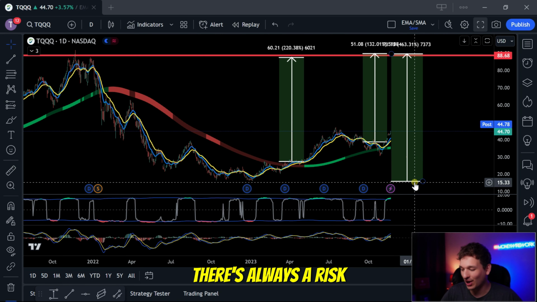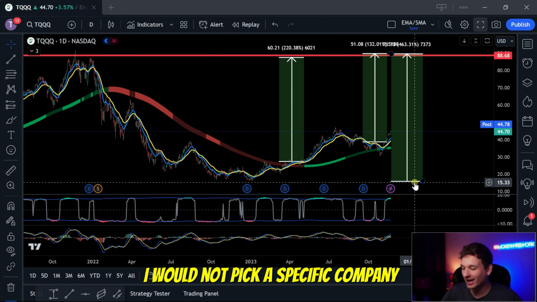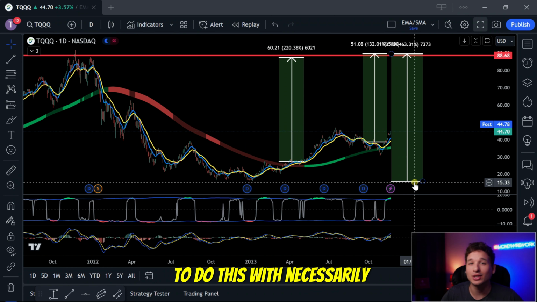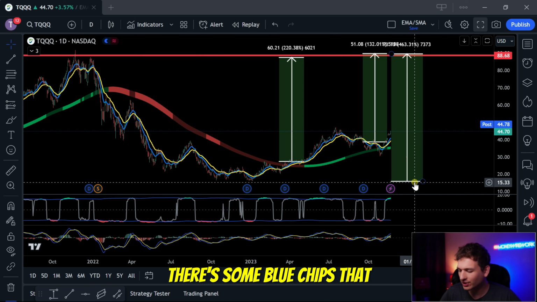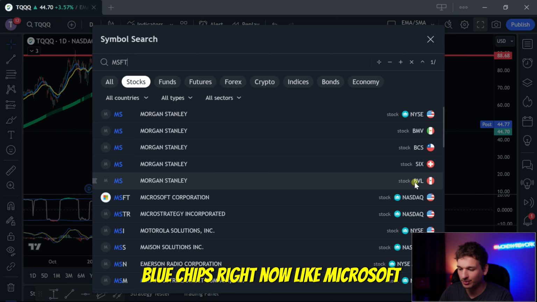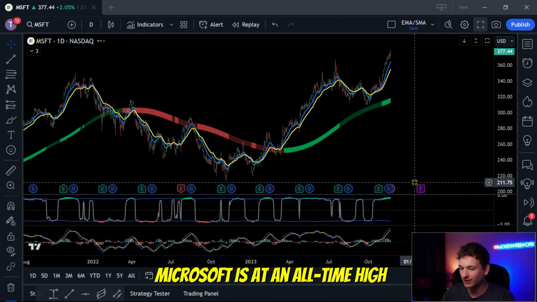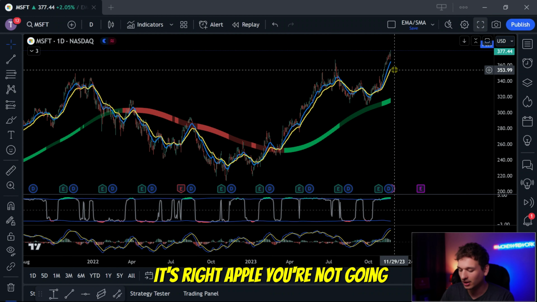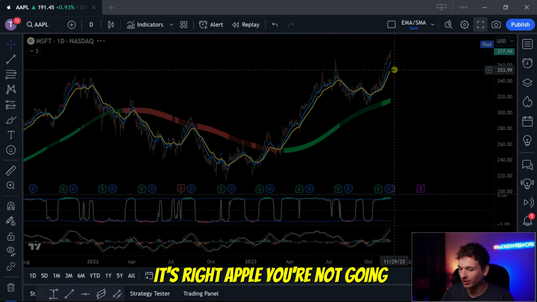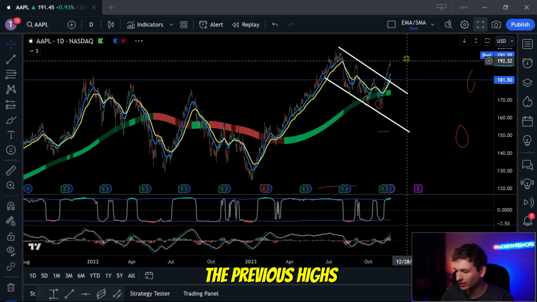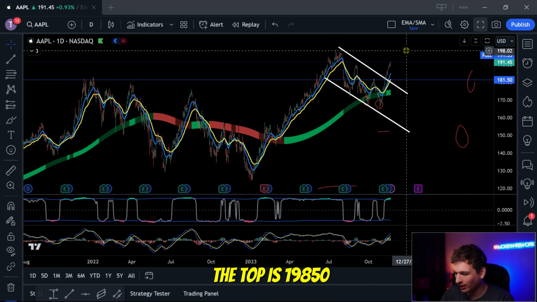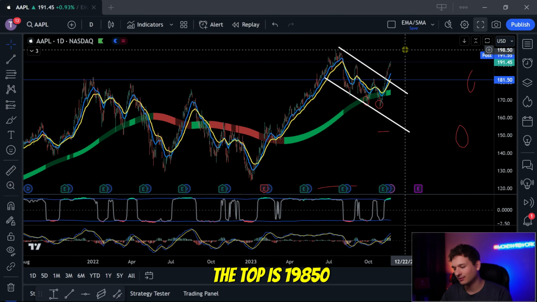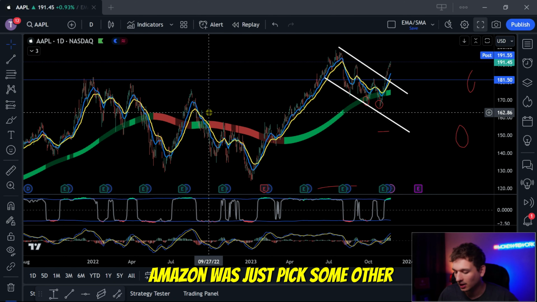And two, there's always a risk, of course. I would not pick a specific company to do this with, necessarily. Well, that's not completely true. There are some blue chips you could do this strategy with, but if you look at a lot of the blue chips right now, Microsoft is at all-time highs, right? Apple, you're not going to have as great of returns to the previous highs, because right here is 191.83 and the top is 198.50, so you're not going to hit that.